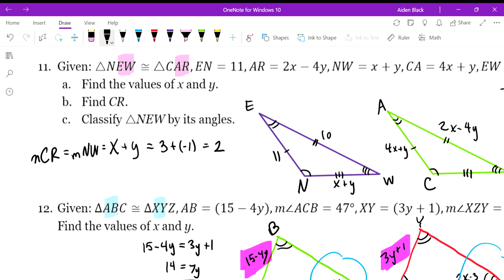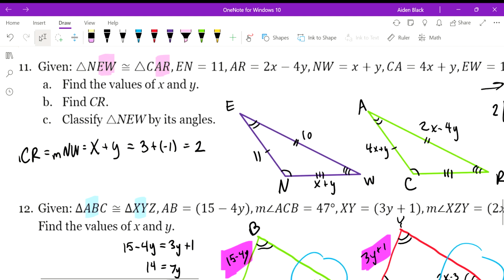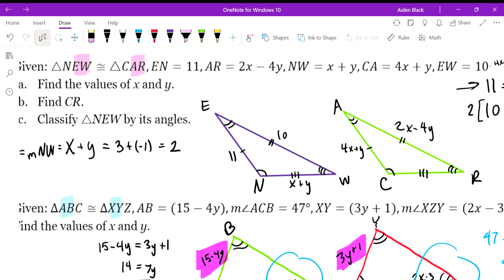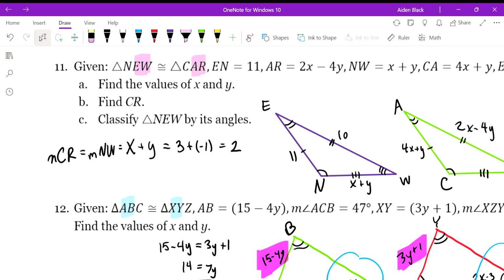Then it says classify the triangle NEW by its angles. The thing here is we don't have the angle measures, but we know how to classify a triangle by its angles using its sides. It's either acute, obtuse, or right. So let's take the longest side here, and I'm going to replace x plus y with 2. Side note, this is clearly not to scale, but I drew the triangle without knowing what the scaling was like.